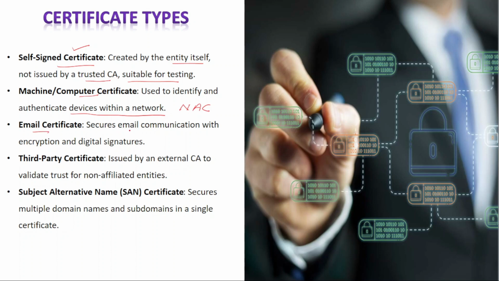Email certificate, it secures email communication with encryption and digital signature. So the encryption secures the content of the email, while the digital signature basically ensures the integrity as well as the authenticity of the email. Third-party certificate, these are issued by an external CA to validate trust for non-affiliated entities. And subject alternative name or SAN certificate secures multiple domain names and subdomains in a single certificate, such as with the wildcard certificate.